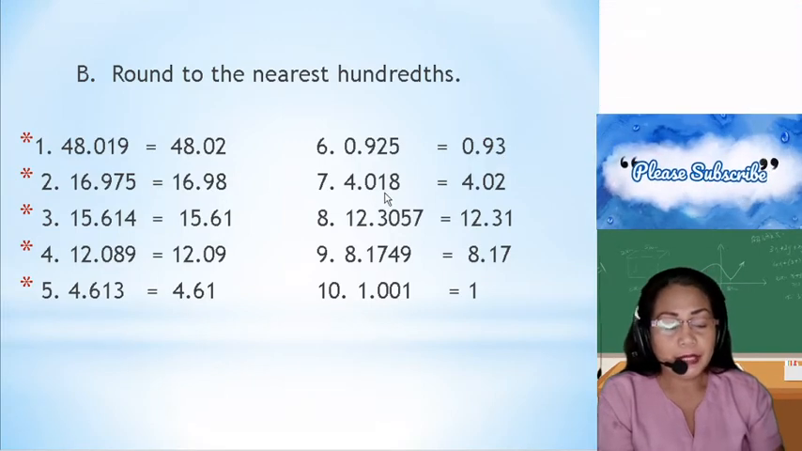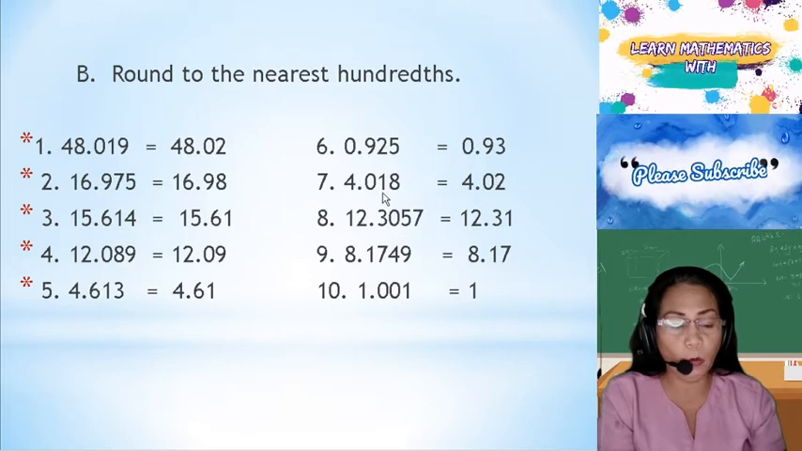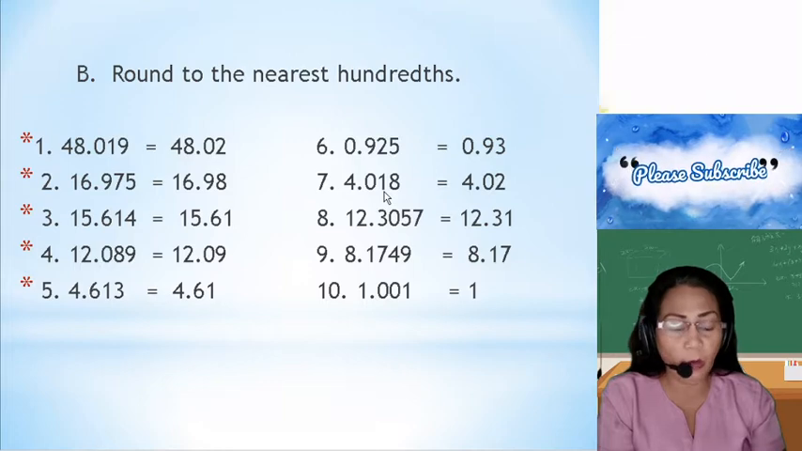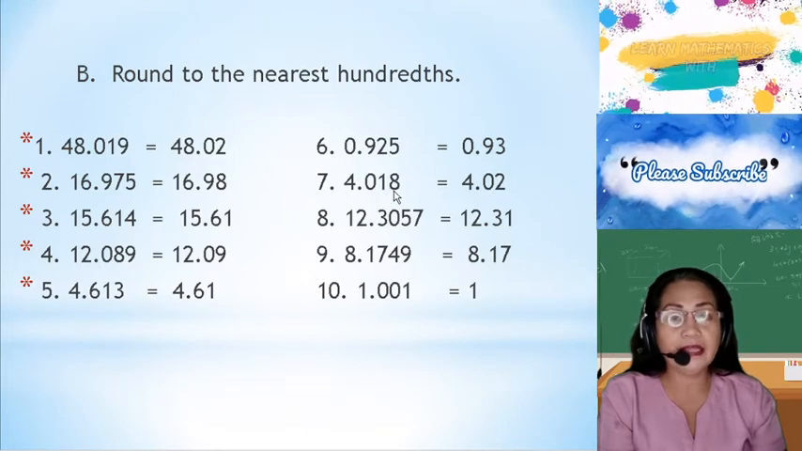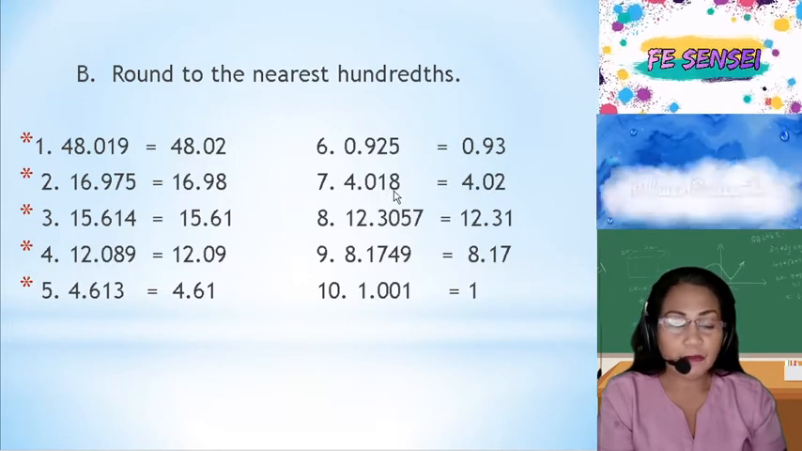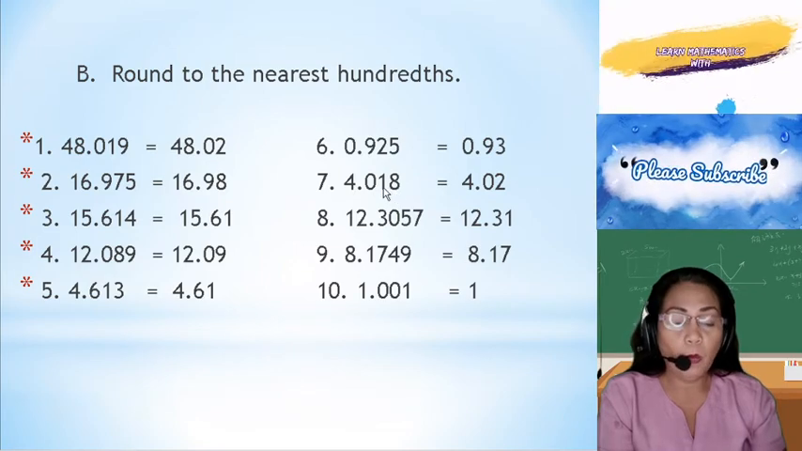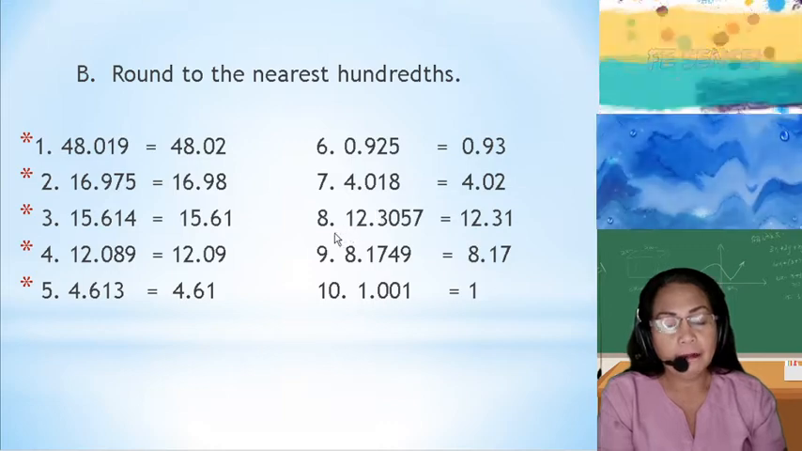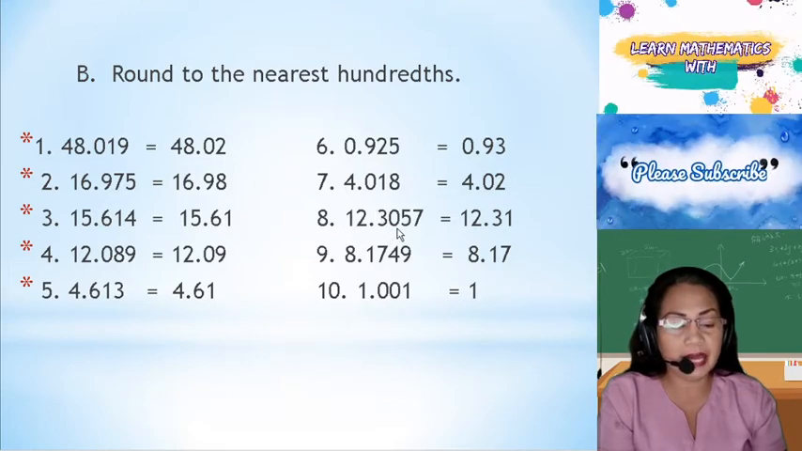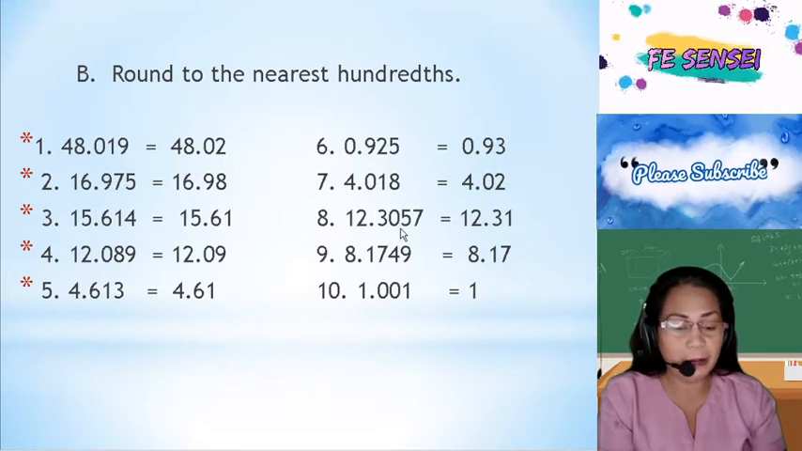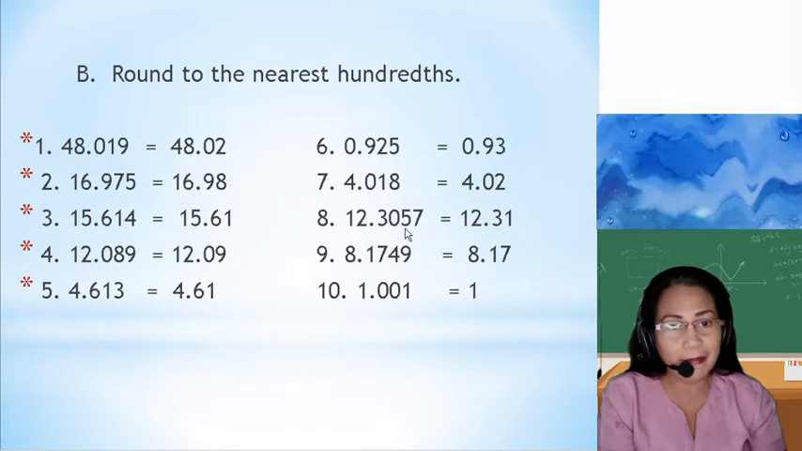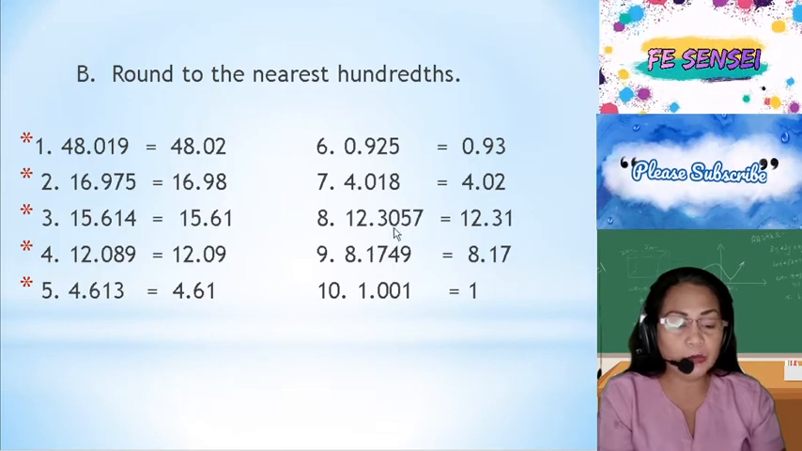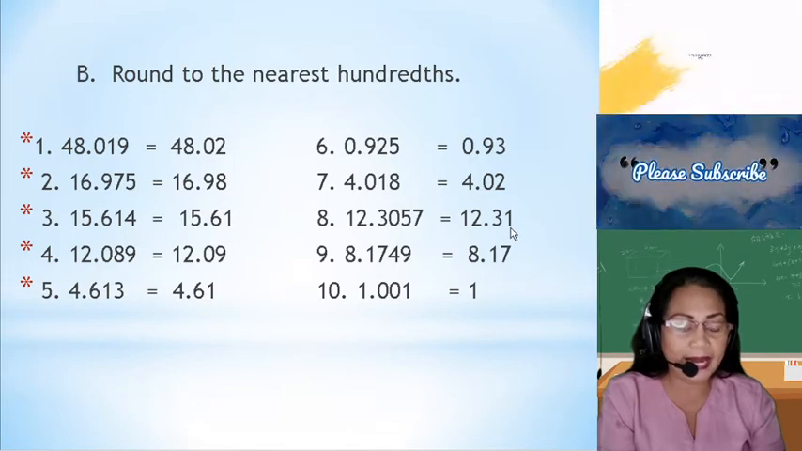Number 7, the number in the hundredths place, or the number to be rounded, is 1. And the number to the right is 8. Therefore, it's round up. 1 plus 1 equals 2. Number 8, the number in the hundredths place is 0. The number to the right is 5. Round up. Therefore, 0 plus 1 equals 1.